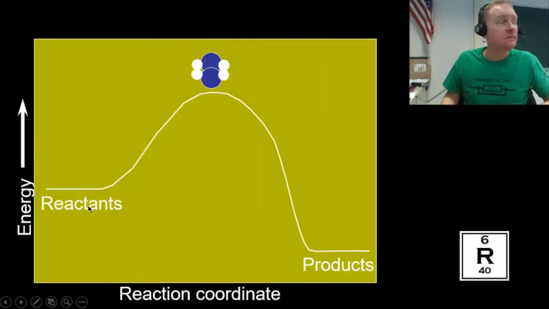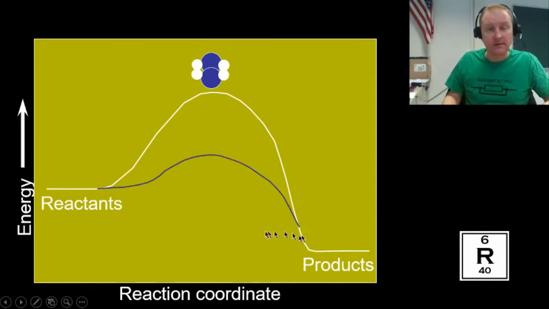Okay, so what are we talking about here? So if we have a catalyst, what that's doing is it's lowering the activation energy. So the reactants and the products, the change in energy is still the same, but it's lowering the activation energy.